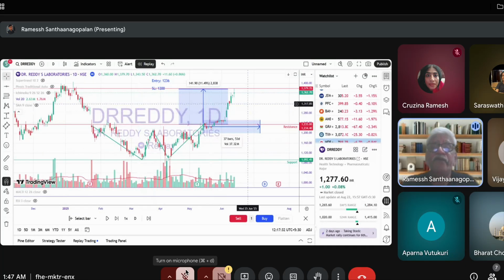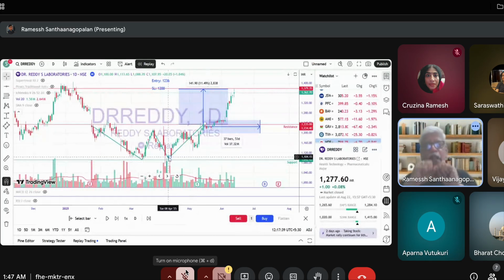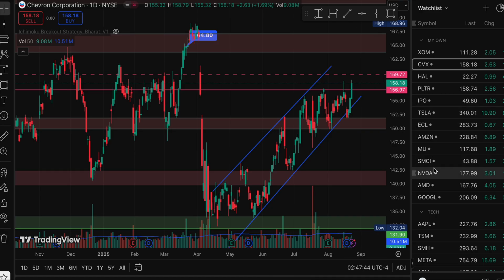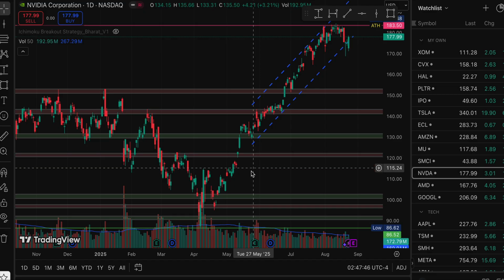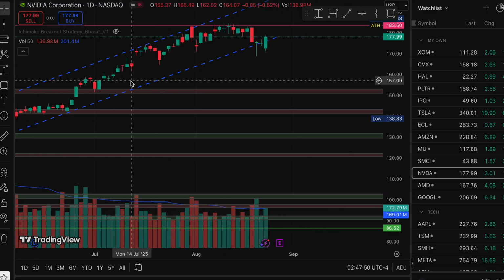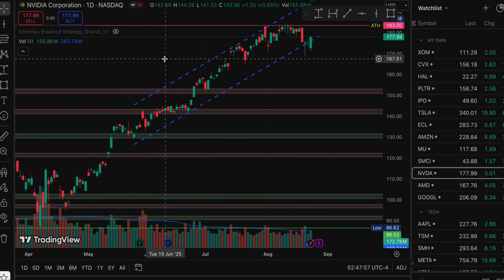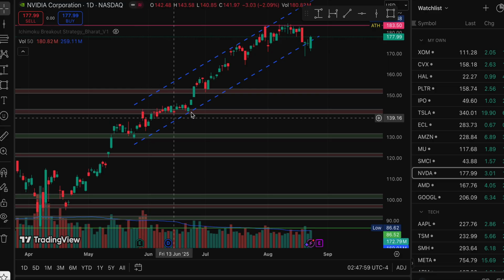Now, if you can find out and draw a support and resistance line in the chart, even if there is no consolidation or any formation there, you can see that when the stock comes down and hits this level, wherever it goes up, you can enter.